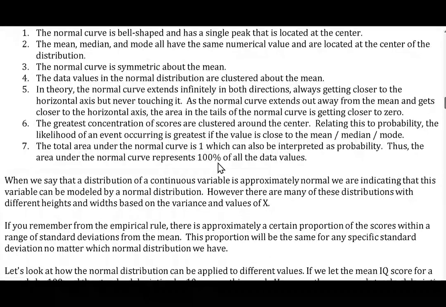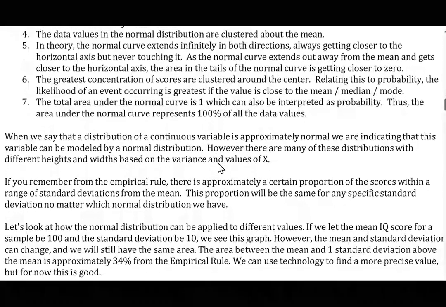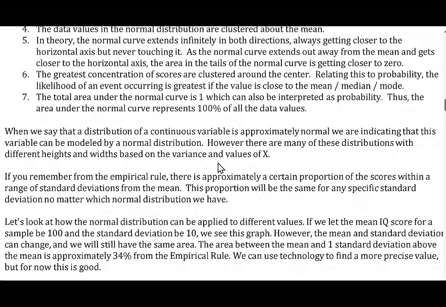When we say that a distribution of a continuous variable is approximately normal, we are indicating that this variable can be modeled by a normal distribution. However, there are many of these distributions with different heights and widths based on the variance and values of x. If you remember back from the empirical rule, there is approximately a certain proportion of the scores within a range of standard deviations from the mean. This proportion will be the same for any specific standard deviation, no matter which normal distribution we have.